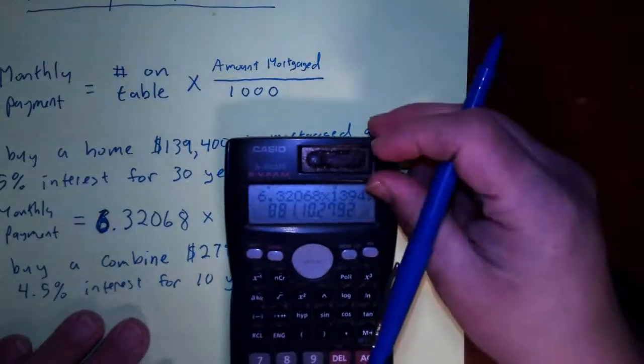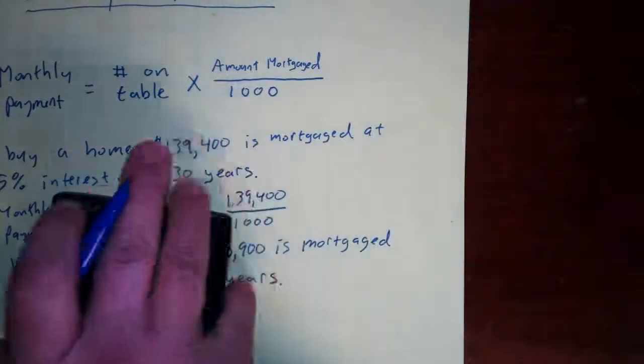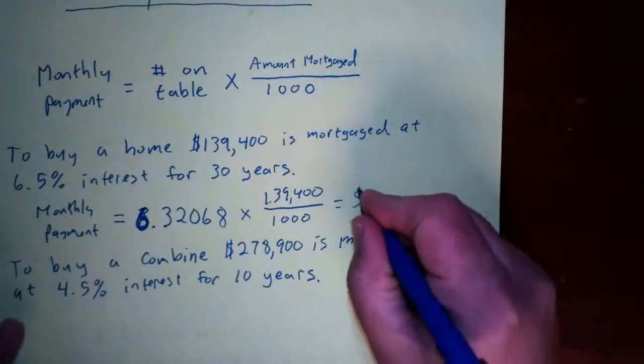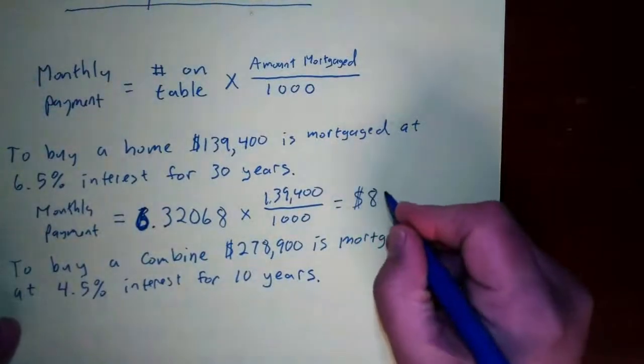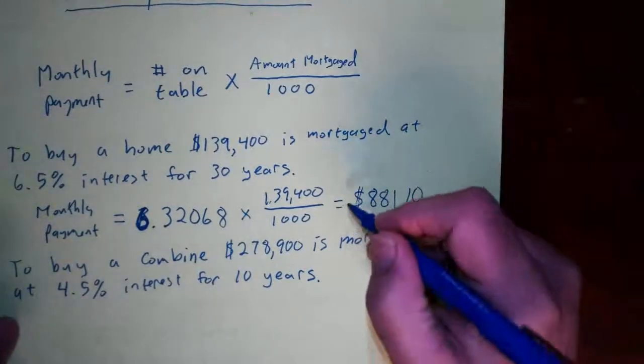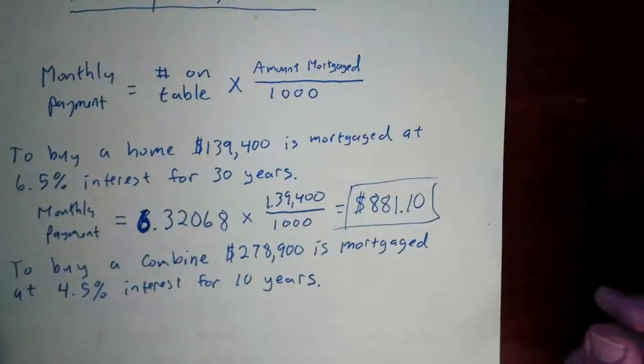And I get $881.10. So the monthly payment is $881.10. So that would be my monthly payment on this mortgage. Okay?